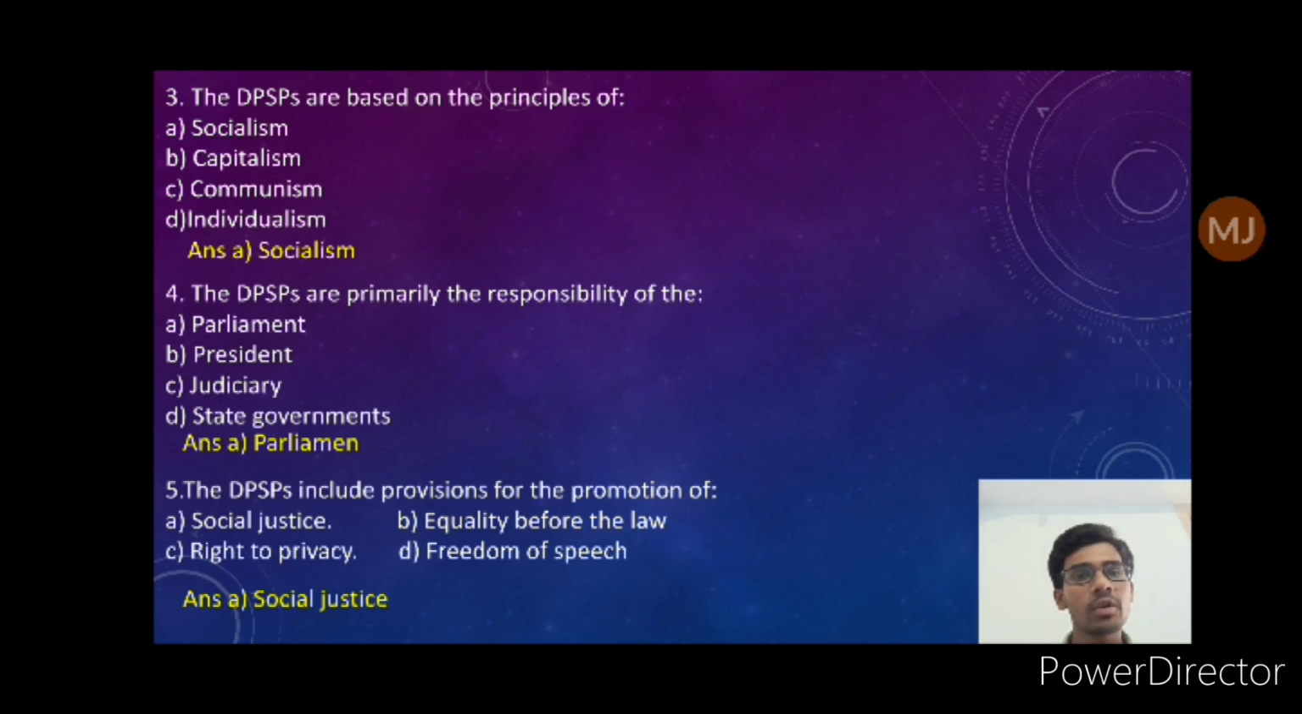Fourth question, the directive principles of state policy are primarily the responsibilities of the option A, Parliament. Option B, President. Option C, Judiciary. Option D, State Governments. Answer is option A, Parliament.